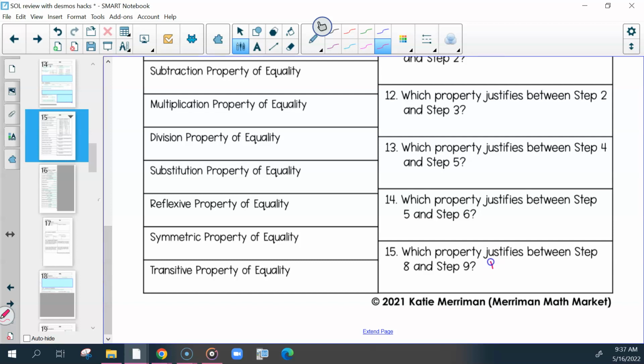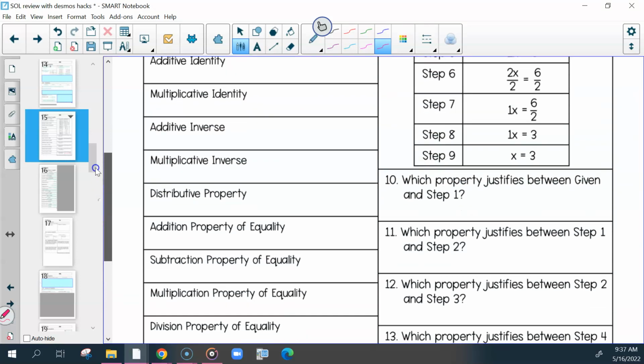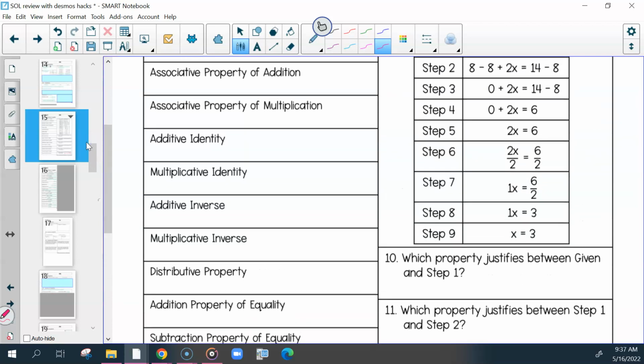Wait, so when it says from like each step to each step, like which step? So what is the property of equality? 7, 8, 7, 9, you're looking from this to this, what happens? Okay, and then I will look from like number 10 from like given to step 1.